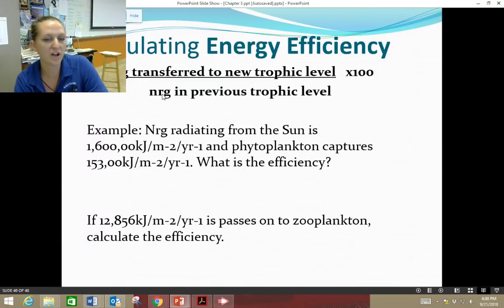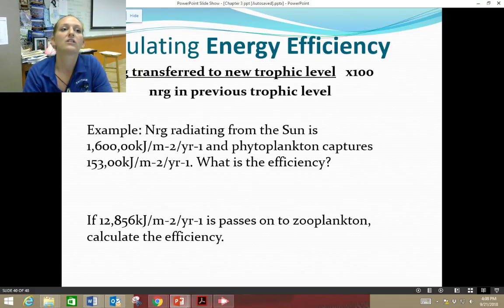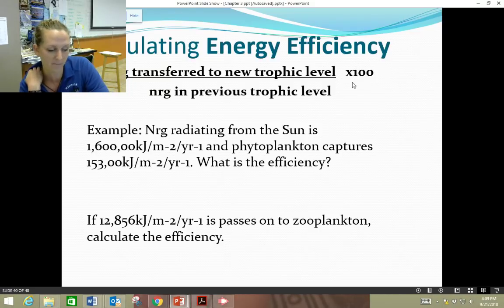a humpback whale eating krill, the humpback whale's energy is going to be at the top. And its previous trophic level, what it just ate from, will be the krill. So whatever energy the krill had will be at the bottom. If I'm eating a fish, the energy that I got from eating that fish is going to go at the top and the fish's energy is going to be below me. Multiply by 100. We'll practice this next week.